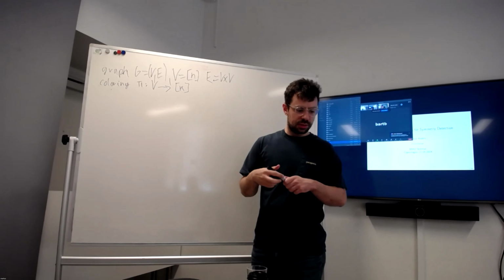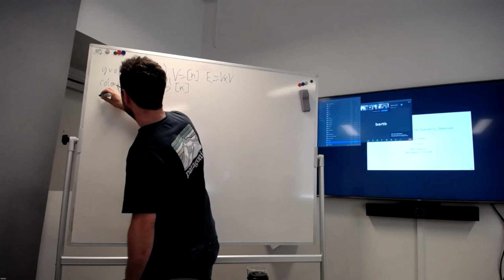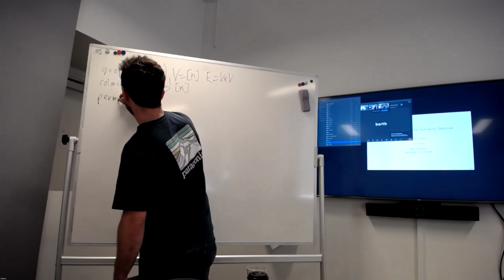All right. Some more things we need. We are talking about symmetry, so we need a notion of a permutation.